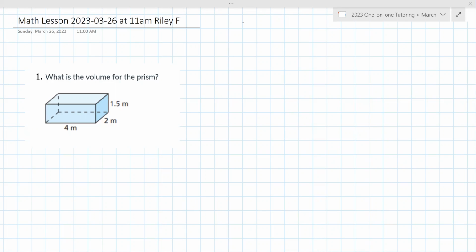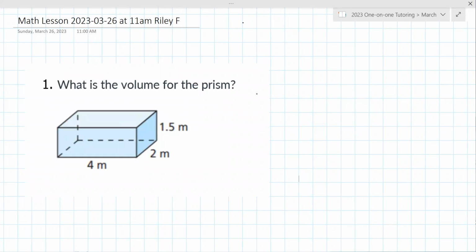Okay, here we go. Question number 1 says, what is the volume of the prism? So prisms, there's a lot of formulas here. I can even send you a reference sheet if needed, but volume of prisms is length times width times height. Okay. So, length, width, and height. You may have also seen this in class, the area of the base times the height.